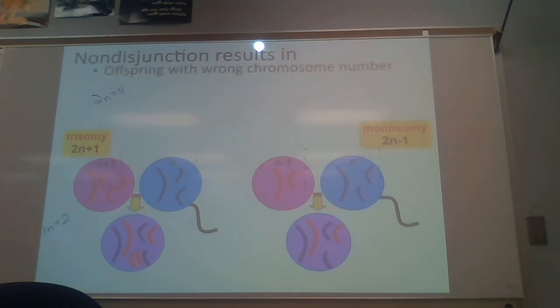I think this is the last letter we're going to do in class today. So when non-disjunction happens, this is an issue. Offspring are going to end up with the wrong chromosome number.